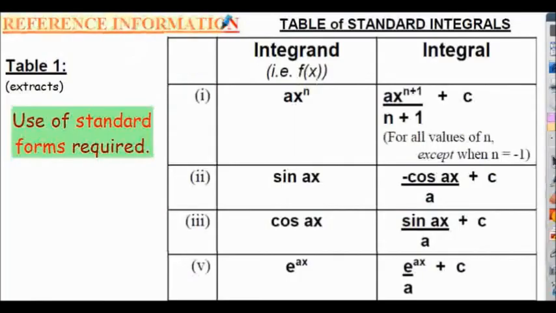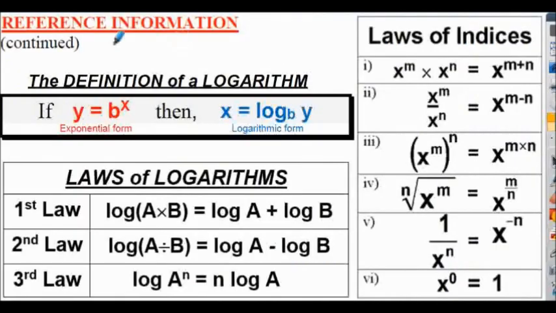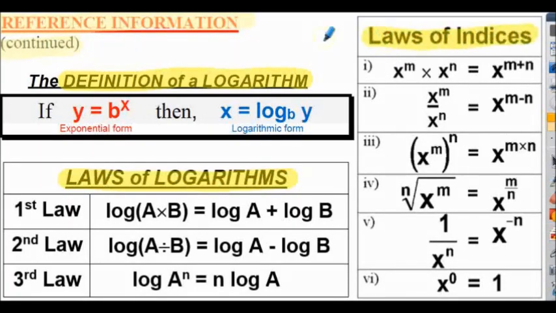Reference information continued. Here's an extract from table 1 of our previous presentations related to the table of standard integrals. These are just extracts here showing the 4 main types of integral we'll be considering within the various solutions presented. Reference information continued, and I've also included here the definition of a logarithm, laws of logarithms, and the laws and the rules of indices.